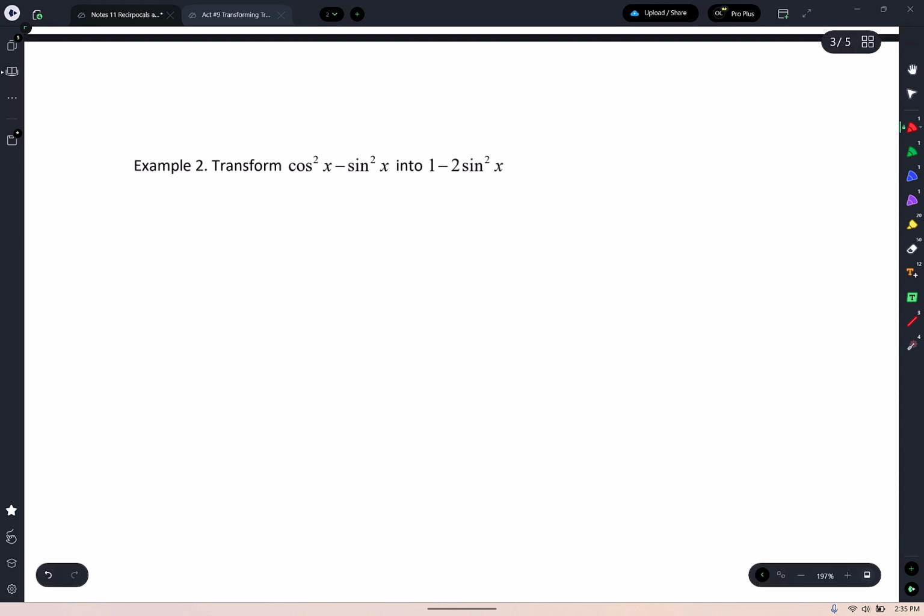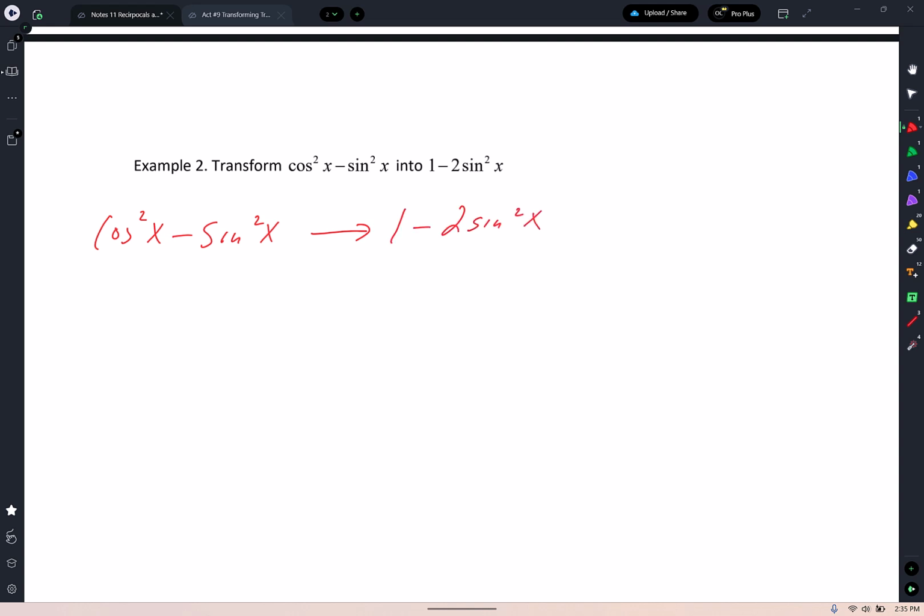Transform cosine squared minus sine squared into 1 minus 2 sine squared. So what do I want? Cosine squared x minus sine squared x, and I want that to look like 1 minus 2 sine squared x. Haven't done anything crazy yet. I make a side note, and I say the only thing we know right now is our Valentine's formula. I guess we know the other two, right? But I'm going to write the Valentine's formula in terms of x instead of theta. Cosine squared x plus sine squared x. As long as the arguments are the same, this will always be 1.